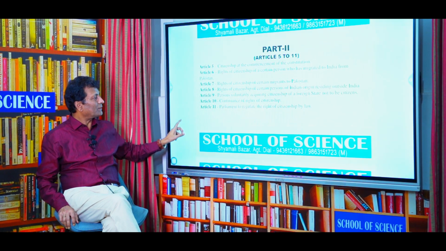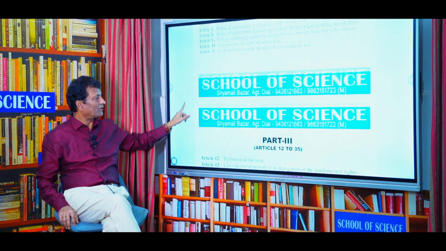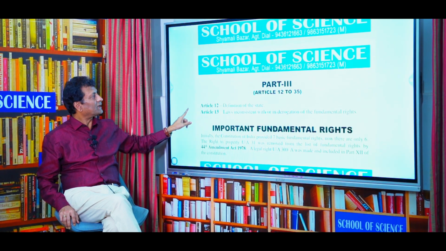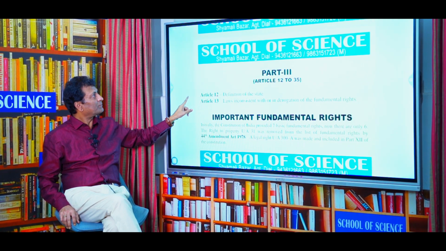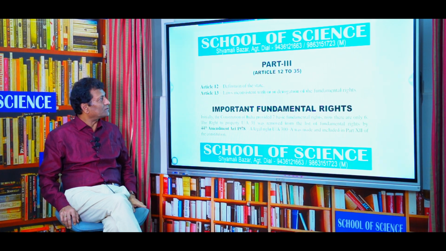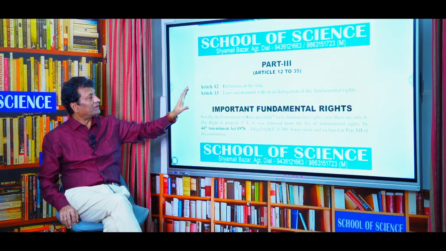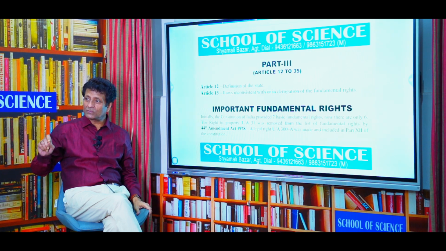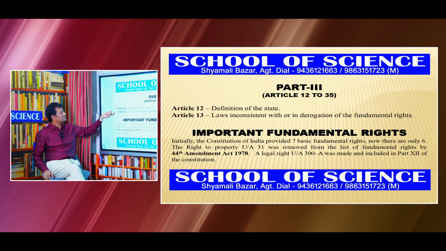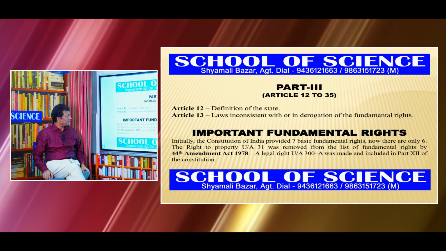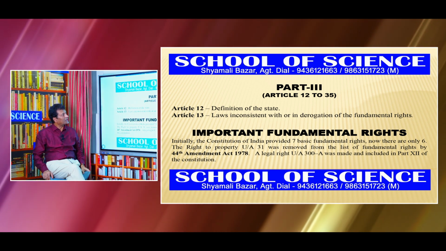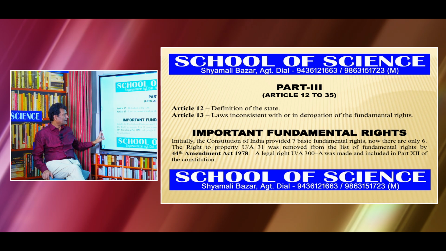Now we will study part 3. This is very important. Part 3 consists of fundamental rights, contained in Article 12 to Article 35. What is Article 12? Definition of state. Article 13, laws inconsistent with or in derogation of the fundamental rights.